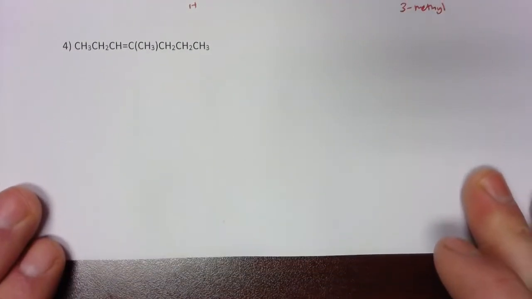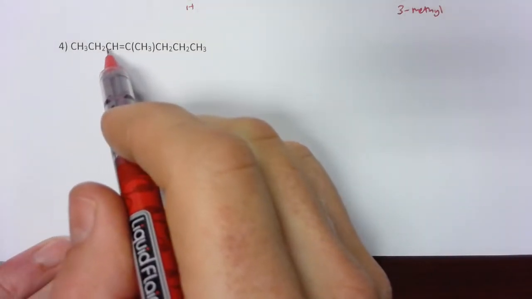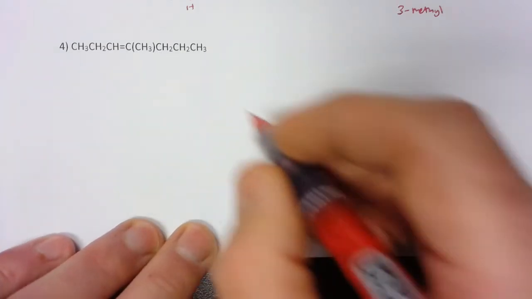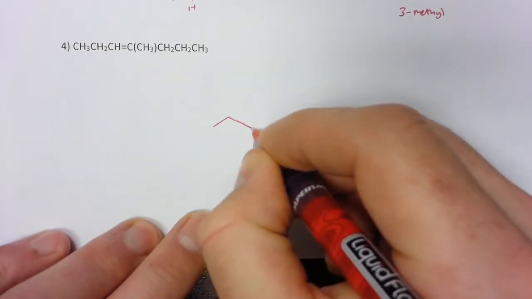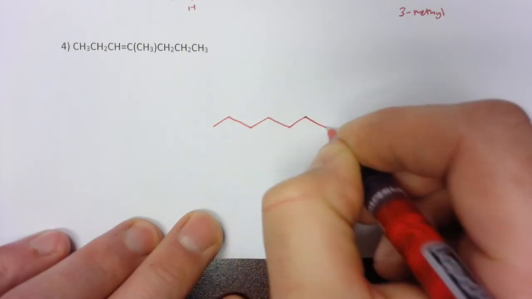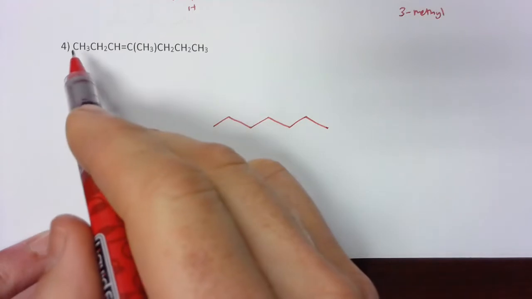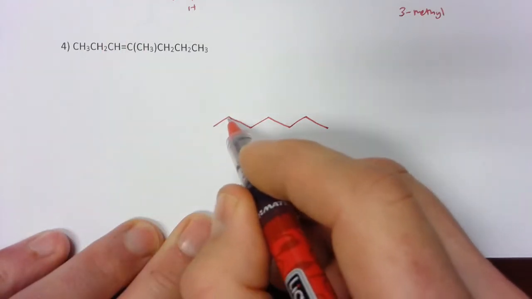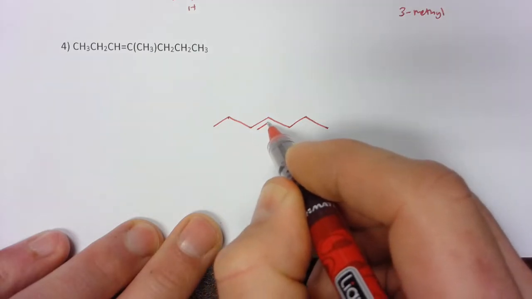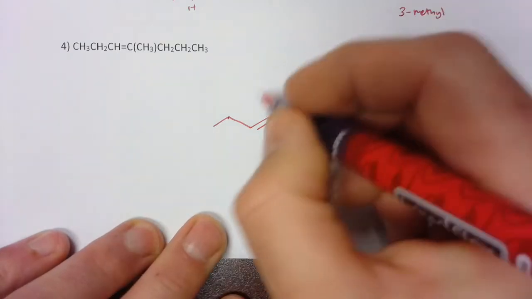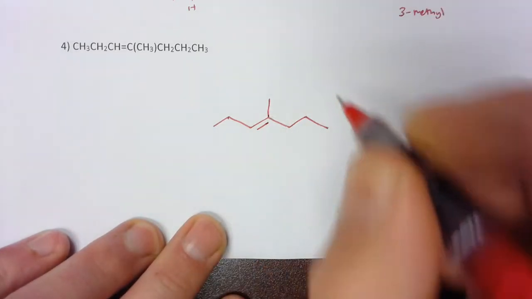On number 4, I'm just going to draw the skeletal. 1, 2, 3, 4, 5, 6, 7. And then if I count from left to right, 1, 2, 3rd carbon over has a double bond, beginning with the 3rd. So it's in between the 3rd and the 4th carbon here. Also on that 4th carbon is a methyl group.